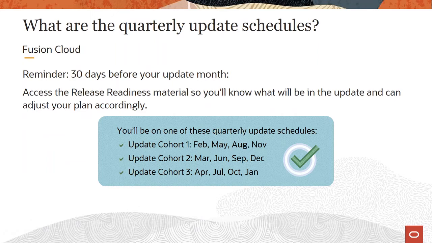So the first cohort, February, May, August, November. The second is in March, and the third cohort in April. And you can review your update schedule in the console as well. And there's some notes in the slide with a little more detail on how to go about doing that.